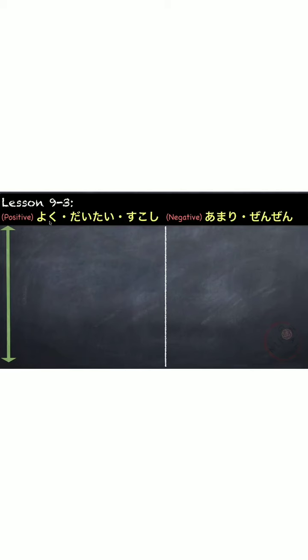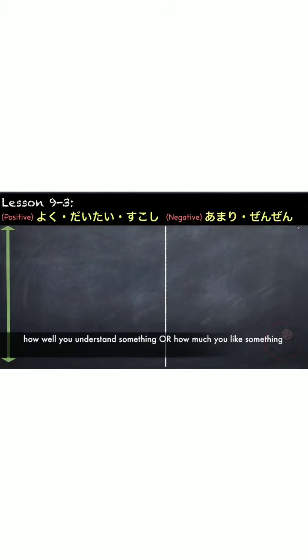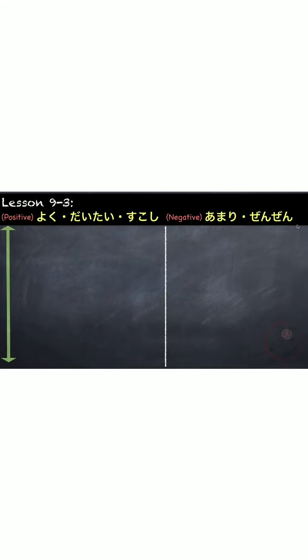Next are the adverbs such as よく、だいたい、少し、あまり and 全然. These adverbs are used to describe the level or degree of likeness or understanding and so on. It comes before the verb. First is よく. I understand very well. Very well is よく.